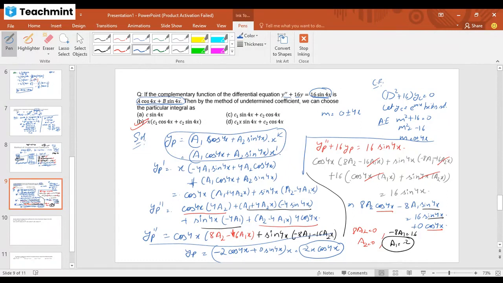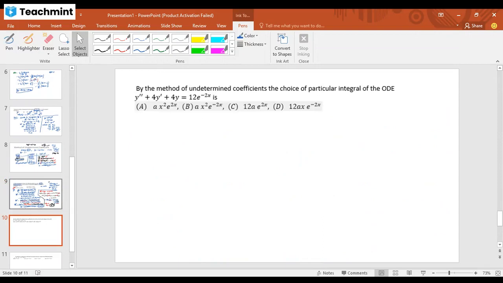So if your right hand side is sine or cosine, then we are going to choose the trial solution as a1 times cos function as well as a2 times sine function, and we multiply it with x power k, depending upon whether the same kind of function appears in the complementary part and how many times it appears. Let us consider another problem. It will give us more clarity, right?